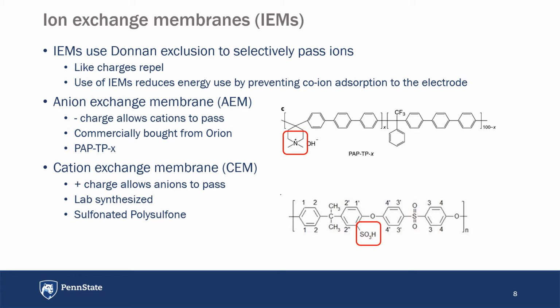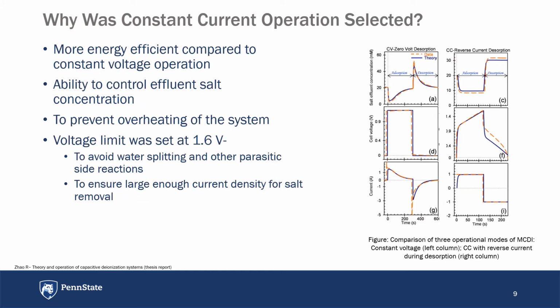As anion exchange membrane, we are using PUB-TPX membrane, which is commercially bought from Orion, and it allows anions to pass because it contains positive charge. And as cation exchange membrane, we are using sulfonated polysulfone, which is synthesized in the lab of Professor Arges, and here the membrane contains negative charge, so it allows cations to pass.